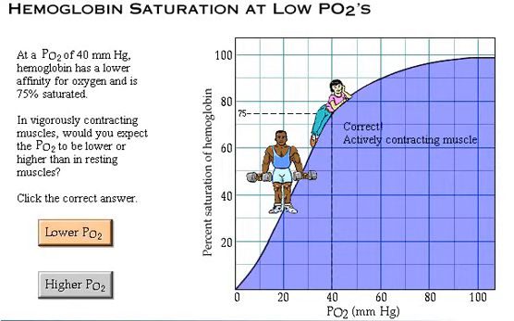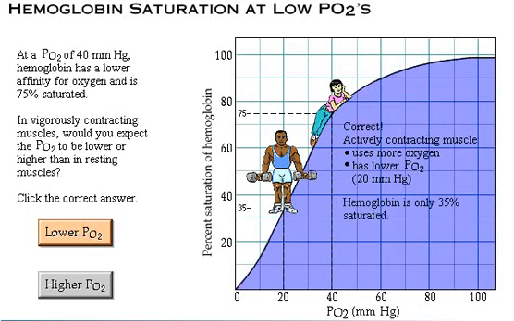Correct. An actively contracting muscle uses more oxygen, so it has a lower PO2 than a resting muscle, typically 20 millimeters of mercury. At this PO2, hemoglobin is only 35% saturated. As the PO2 decreases, hemoglobin releases much more oxygen to the tissues. This allows the body to closely match oxygen unloading by hemoglobin to oxygen utilization by the tissues.